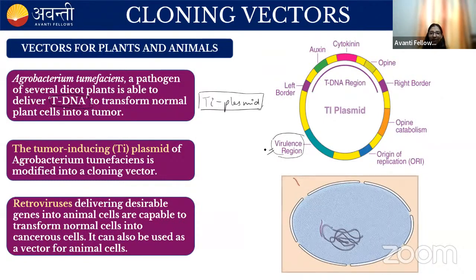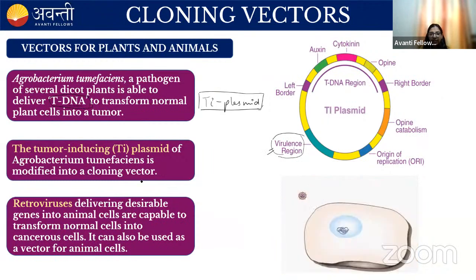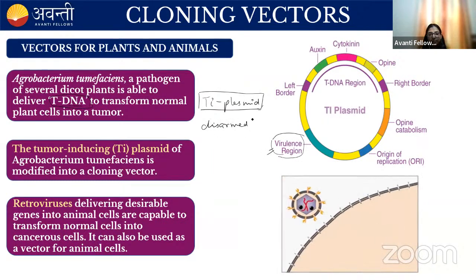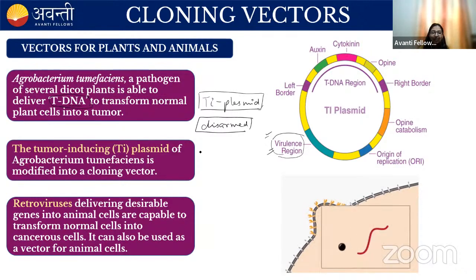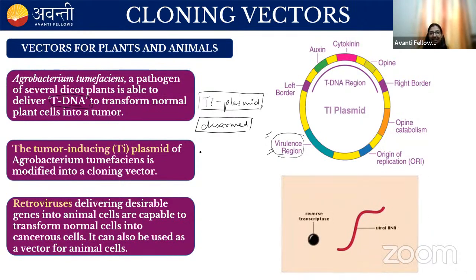So if we remove this virulence region, then this plasmid would be disarmed because we have modified this vector. And this plasmid then can be used as a cloning vector for the plant. For animals, we use a retroviral cloning vector, but we cannot use it directly. We have to modify it. We have to remove this virulence region so it does not cause the disease in the host cell. For that, we have to first modify the vector.